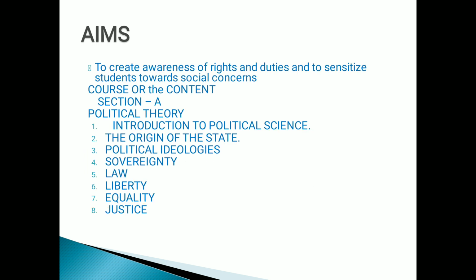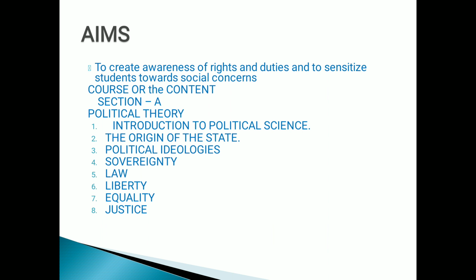Now the aims: to create awareness. You need to be aware of your rights and duties, right? Various different things, we need to do a lot of research, obviously with books as well, and we are going to research the net also on different topics, right? Then course and the content.